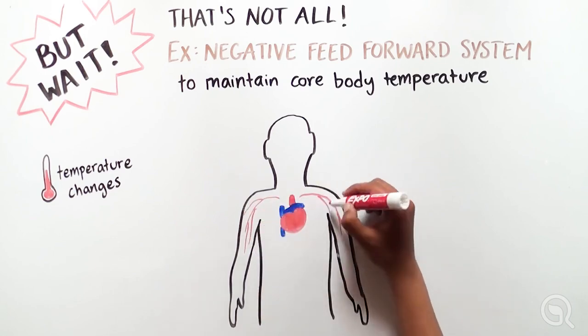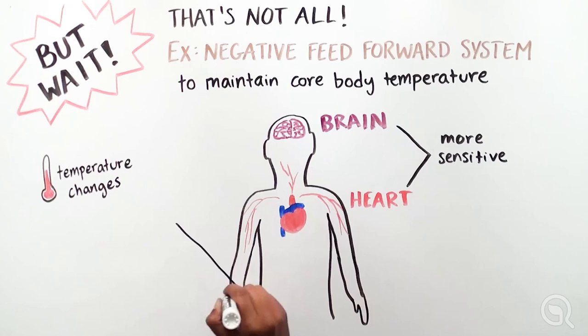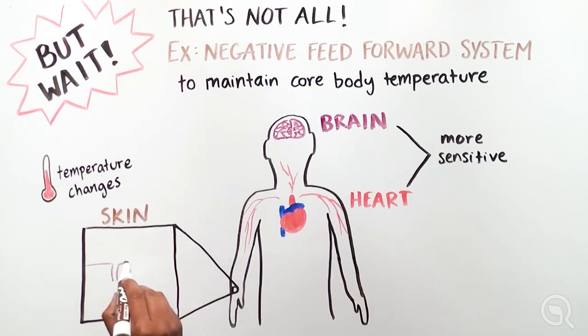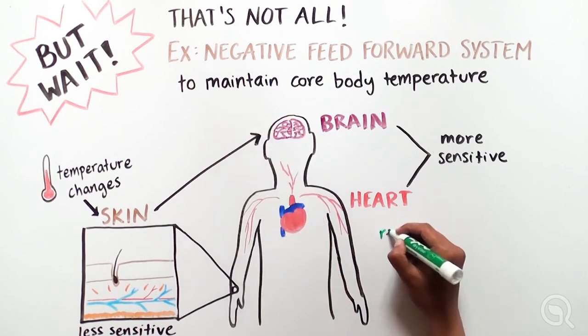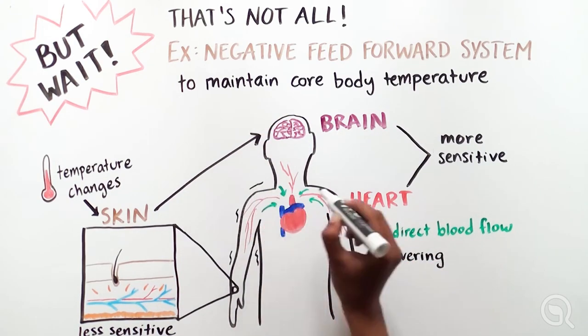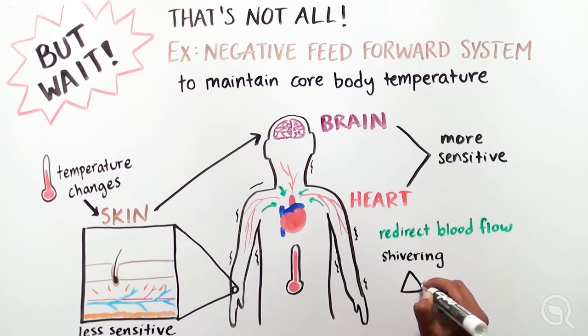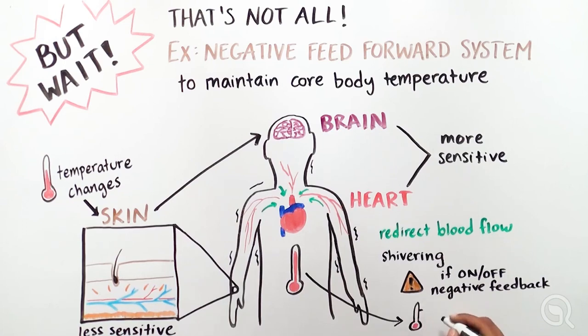Internal organs, like the heart and brain, are extremely sensitive to small temperature changes. Our skin, however, is less sensitive to environmental changes. So any temperature adjustments detected through our skin will signal to the brain to take preventative measures, like redirecting blood flow to internal organs and shivering to help maintain core body temperature. If our body only used on-off negative feedback, then our core body temperature would reach dangerous levels before the body was able to fix it.